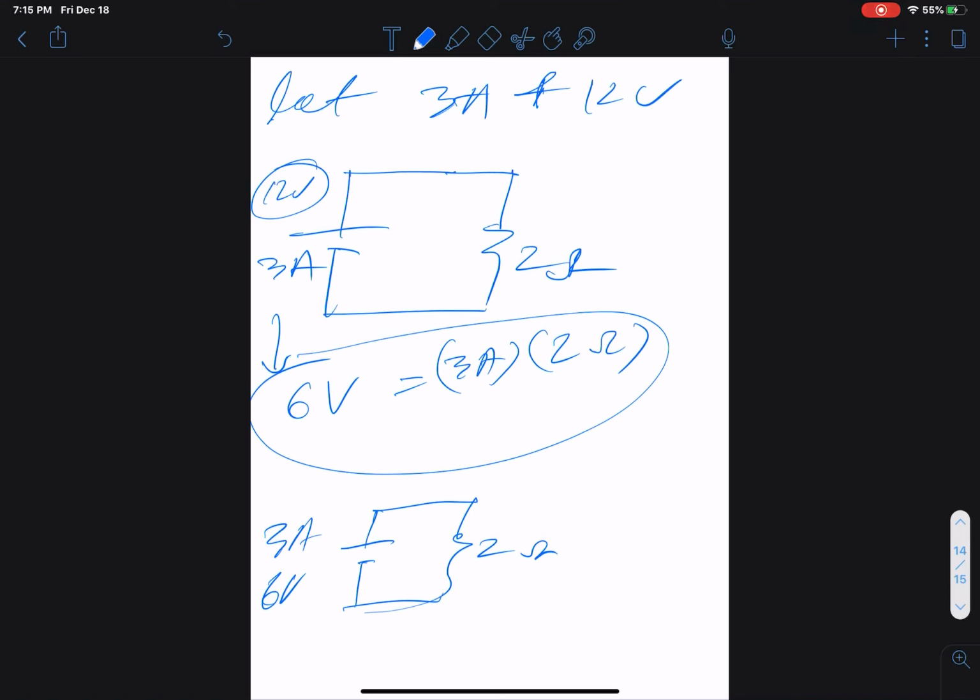Do you understand that? You cannot cross the limit. You have to stay within the limit. So if you hit the current limit, you cannot increase the current, so your voltage needs to go down to obey Ohm's law.